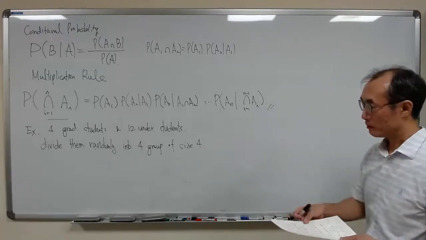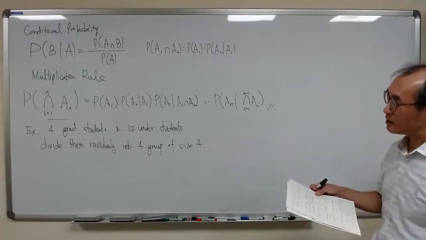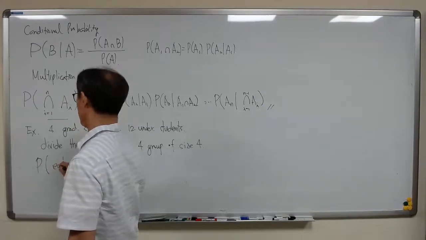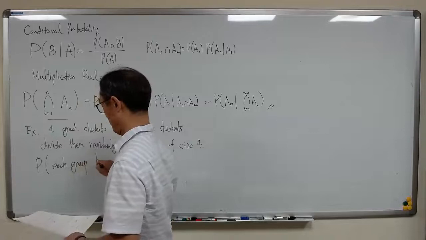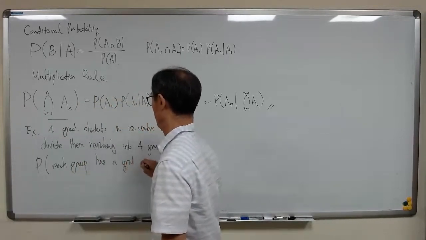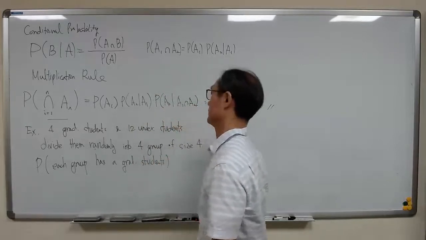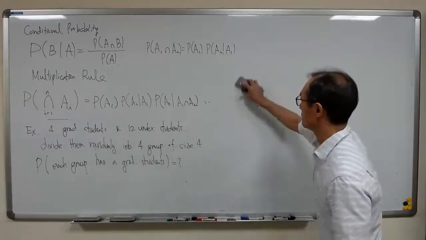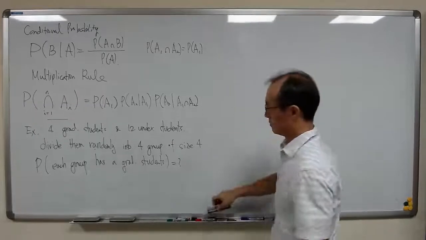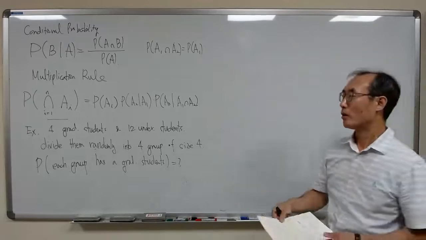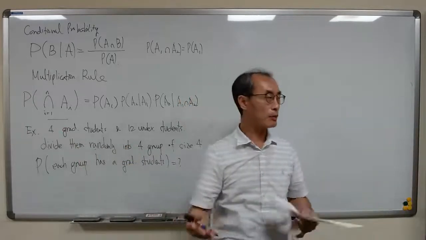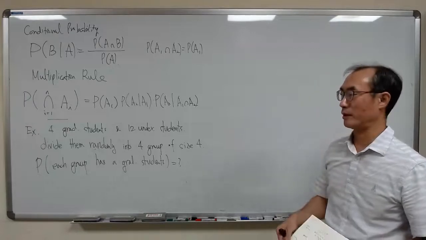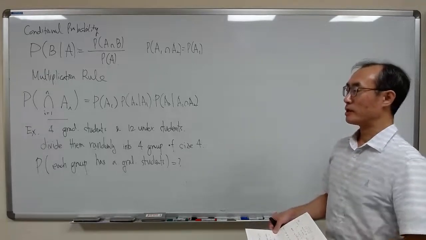Okay, so we're going to divide those 16 students into 4 groups. And I want to find the probability that each and every group has a graduate student. Let's find this probability. There are 2 different kinds of approach. One is just to count, by assuming all possible arrangements, or permutations, of 16 students are equally likely. Then you just count the number of permutations that satisfy these conditions. Okay, that's one possible approach.